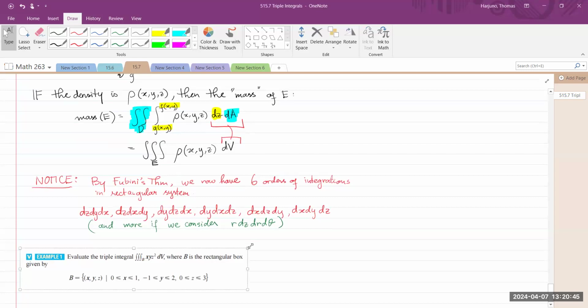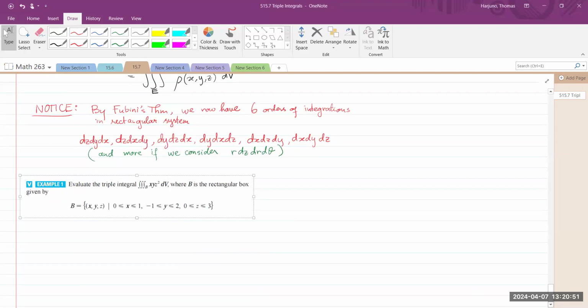Evaluate the triple integrals where B is the rectangular box. So the B there stands for the box, right? The nice thing here is the domain. Because it's a box, the x is constant to constant, the y is constant to constant, the z also constant to constant.